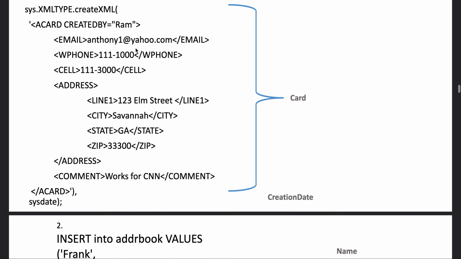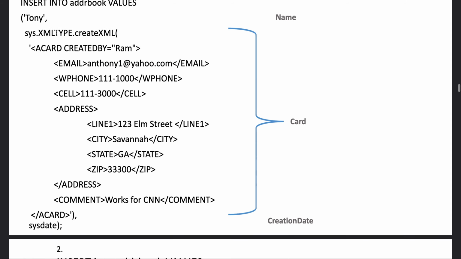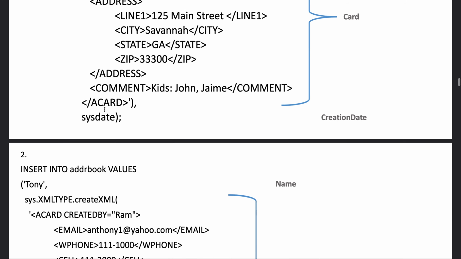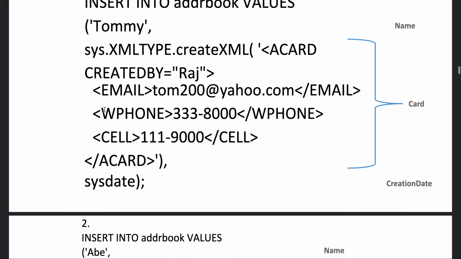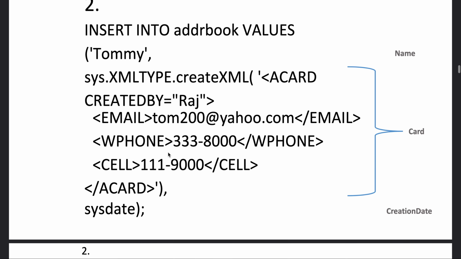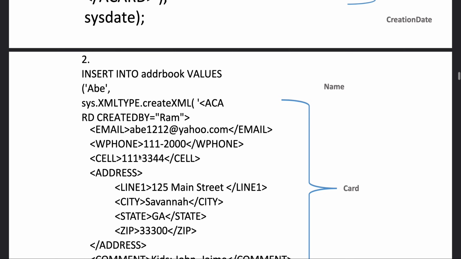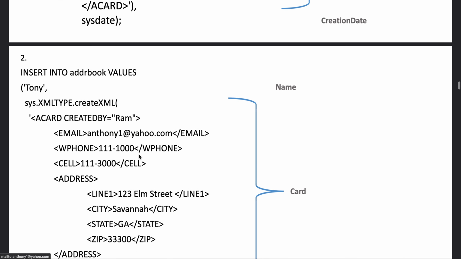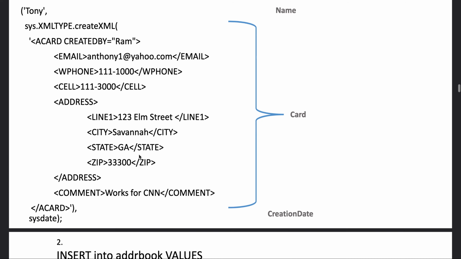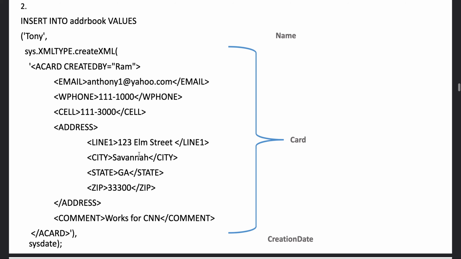So Frank and Tony both have comments, right? But we notice that Tommy doesn't have a comment. So in that case, what would we have done? We would have simply had those fields available in our table, but not used those attributes at all. We wouldn't have added anything in those attributes, and it would have been null.